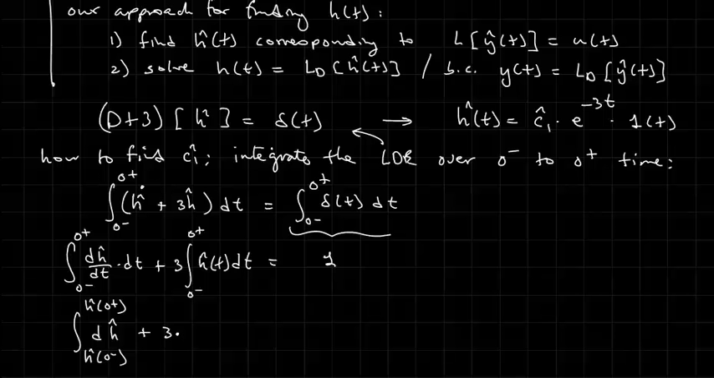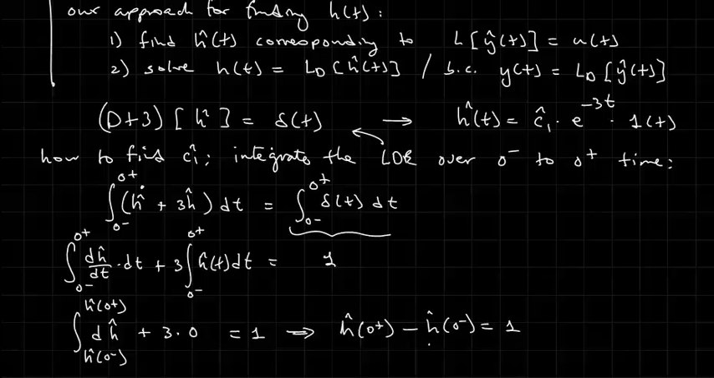Plus 3 times, and now we think, okay, if we integrate the second integral over 0 minus to 0 plus, that is an infinitesimally small time. So unless what we're integrating is infinite, that integral will amount to 0, and that's what's going to happen here, because h hat is not infinite within that range of 0 minus to 0 plus, and so this will be 0. This leads us to h hat 0 plus minus h hat 0 minus is equal to 1.